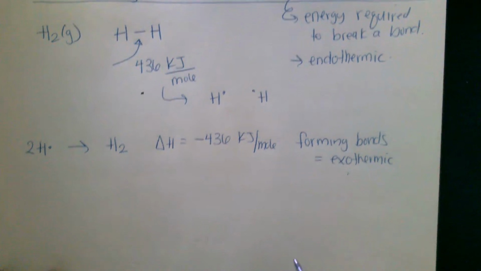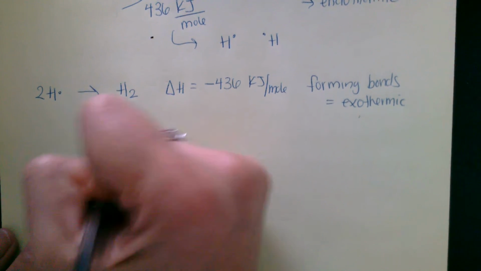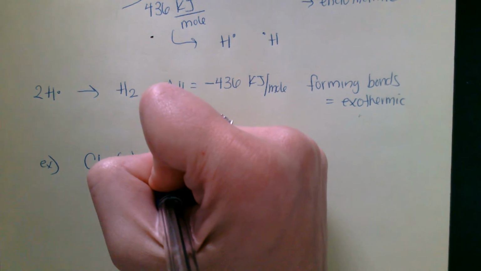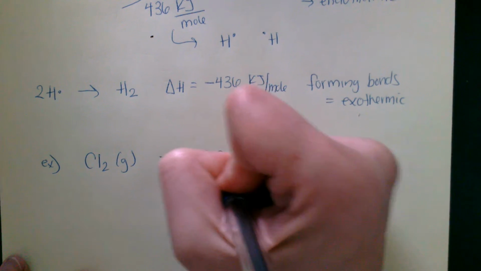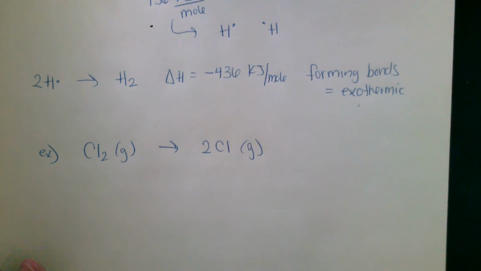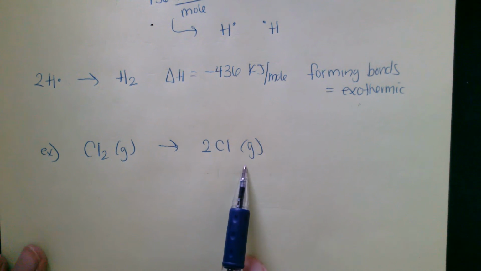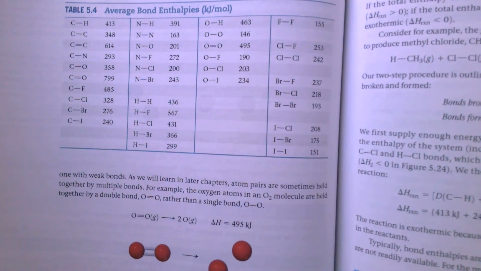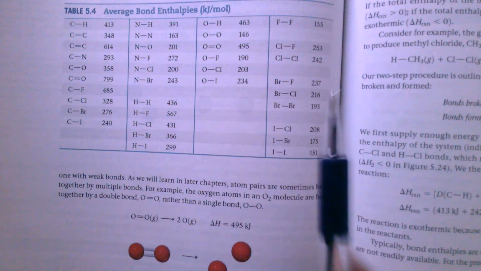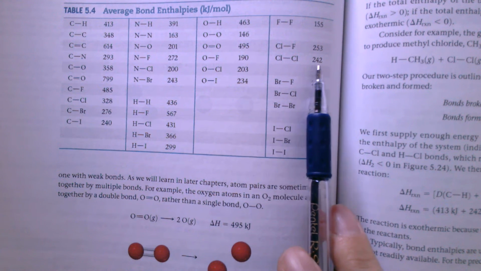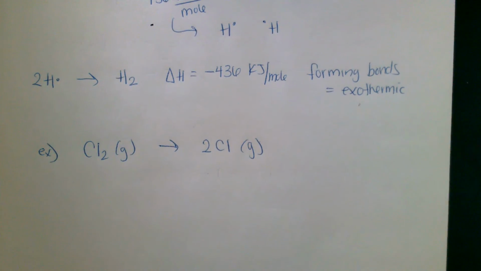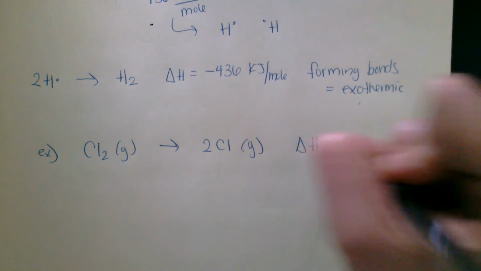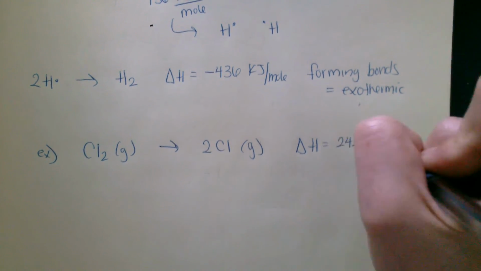So for example, let's take a look at Cl2 gas. So for example, Cl2 gas that we are forming 2 chlorine atoms in the gas phase. Okay, so if we look up in a chart for this in your book, so on page 192, if we were to look in this chart, a chlorine-chlorine single bond is 242 kilojoules per mole. So we broke bonds here. So our enthalpy, our delta H, is 242 kilojoules per mole.